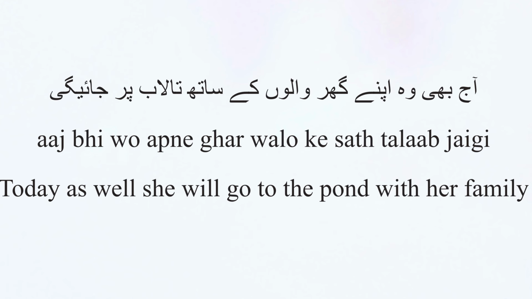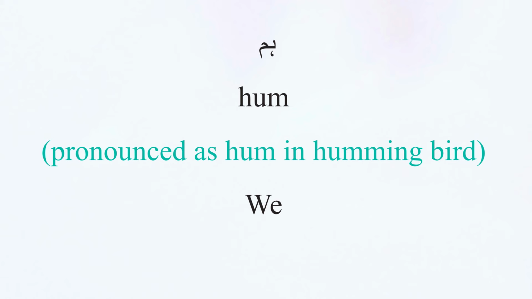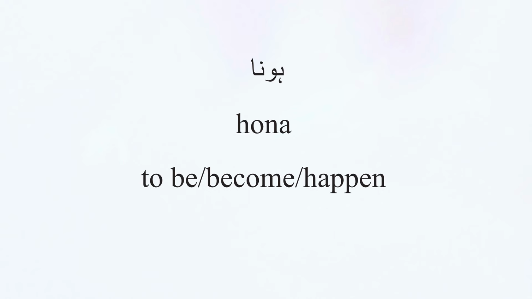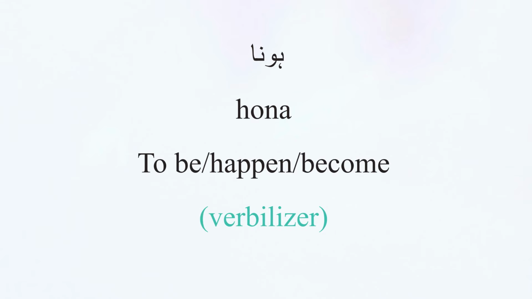Now let's consider a plural subject, we. We is hum. That's a plural subject. Let's take a very important verb to be, which is hona. Hona, or to happen. This verb is also used as a verbalizer just like karna. Karna is used with many nouns and adjectives to make them a verb. And hona is the same way. This is the video that you can watch.